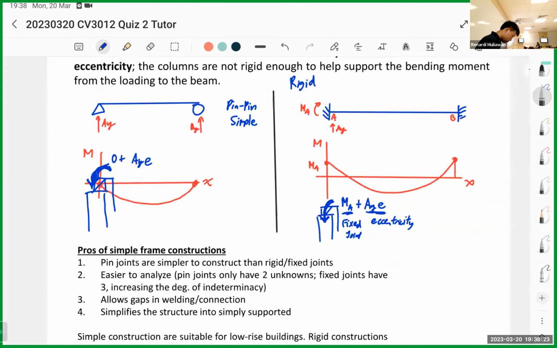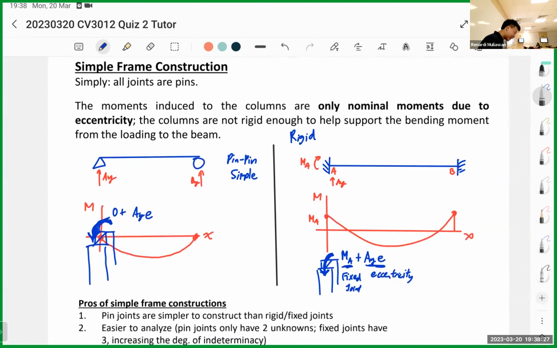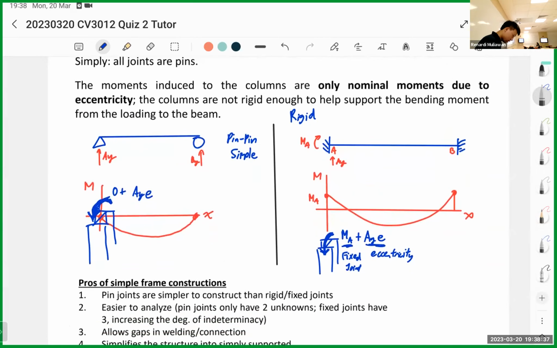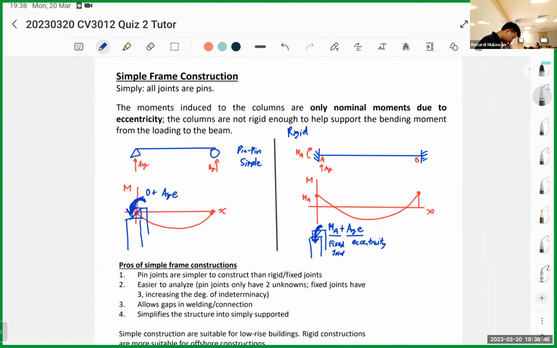If you're a bit confused, it's fine. This one won't come out. I'm just saying it to give you some definition, to give some feeling on what simple construction is. Okay, so we are done with this simple frame construction.